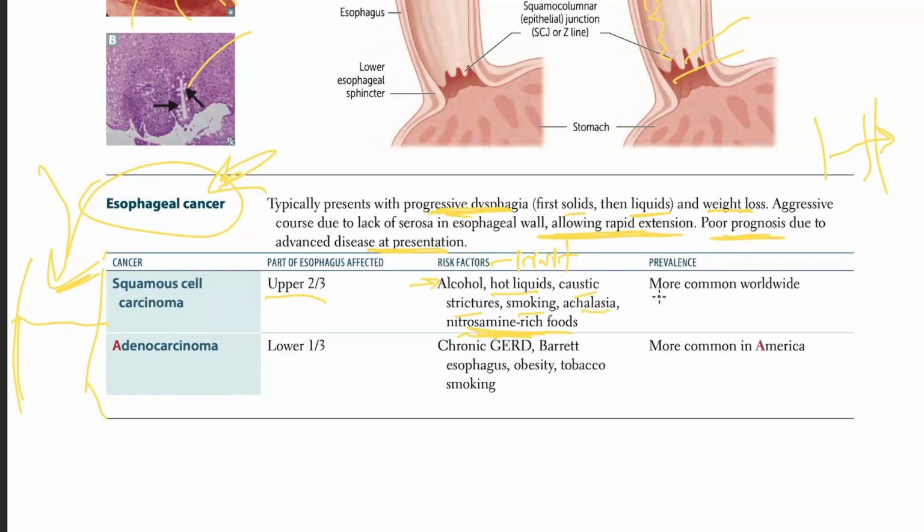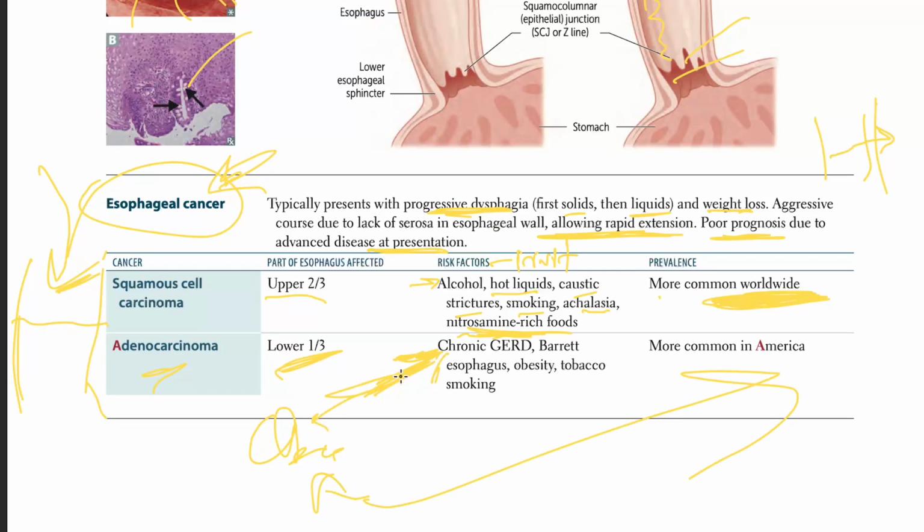And prevalence: squamous cell is more common worldwide, but adenocarcinoma, A for America, is more common in America. How? Let's figure that out. Lower 1/3: chronic GERD. Obesity, very common in America. Chronic obesity causing chronic GERD, very common. That GERD causing Barrett esophagus, very common.